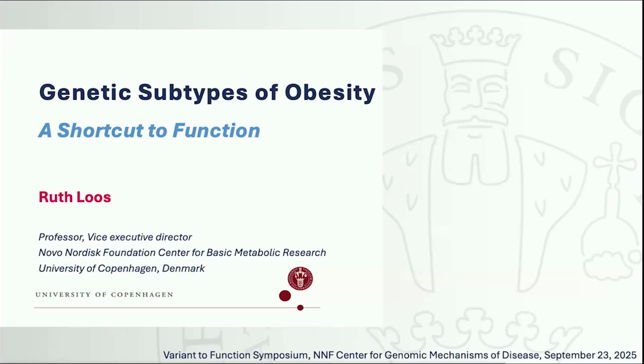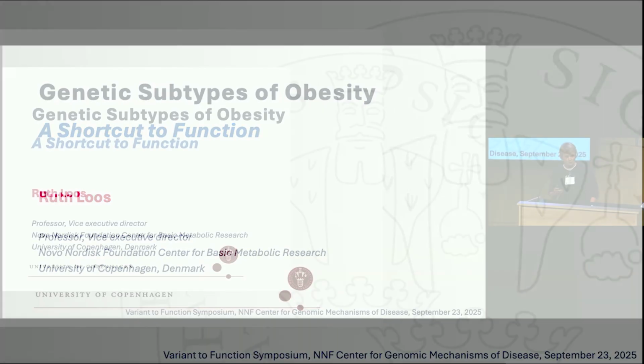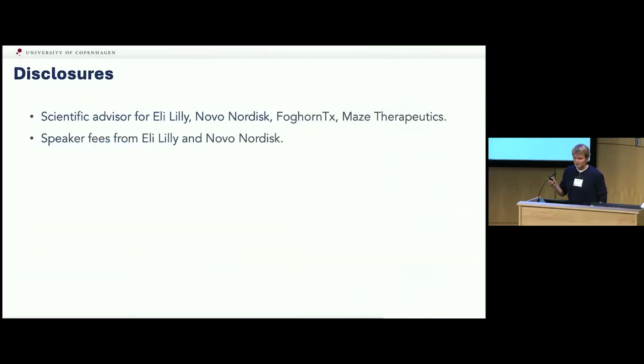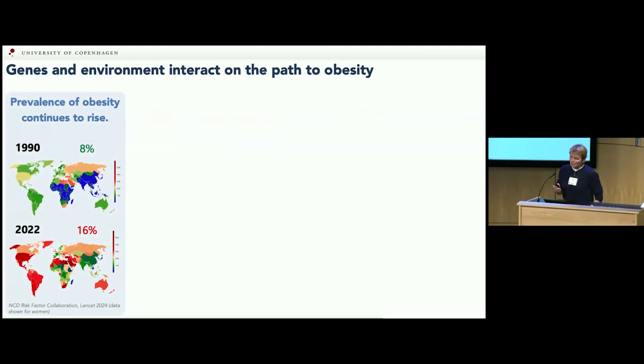My talk is on the genetics of obesity, and more specifically on how we should curate our phenotype, in this case obesity, to get to the next level of variant to function translation. So very briefly, my disclosures have no effect on anything I tell you. So no secrets here. Obesity is a traditional common disease, just like type 2 diabetes and cardiovascular disease.